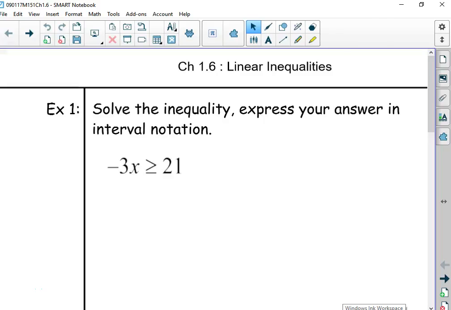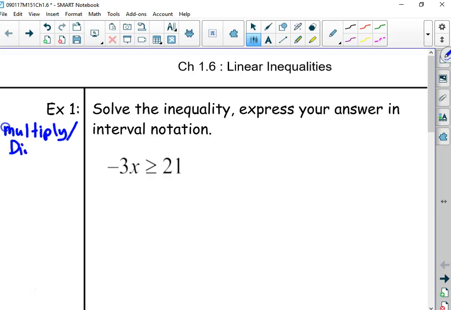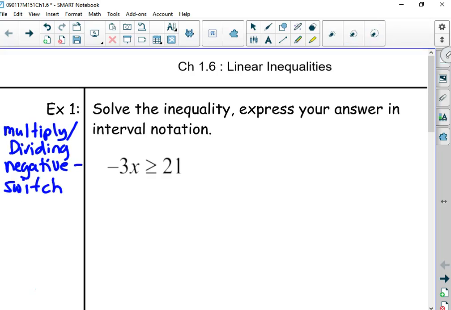We're starting chapter 1.6 on linear inequalities. It should be really familiar. Solving inequalities is almost exactly like solving equations, except watch out for multiplying or dividing by a negative. You must switch the sign, the direction of the inequality. We'll just say switch inequality.